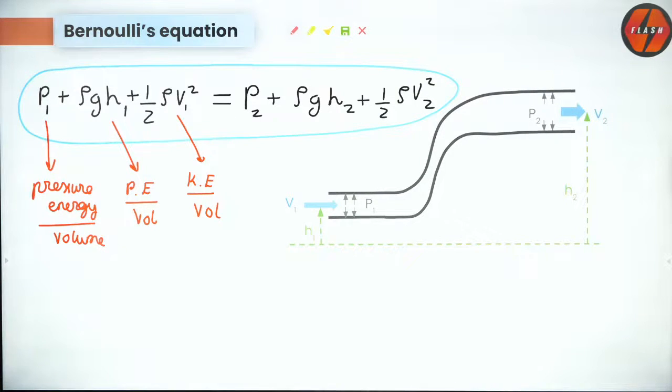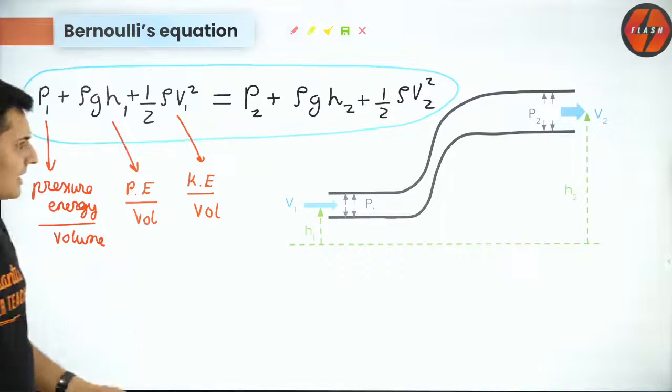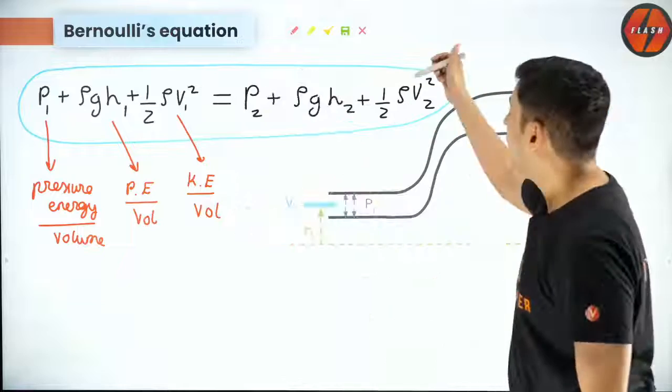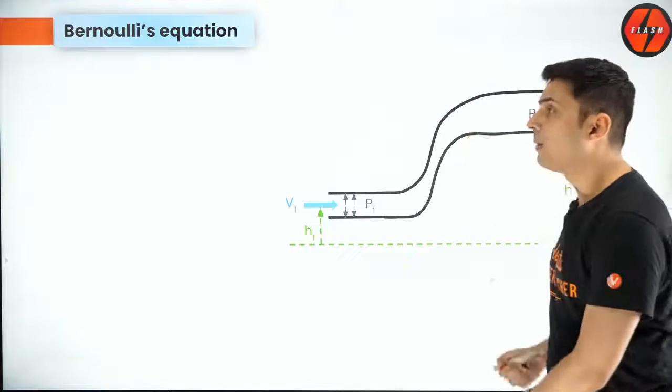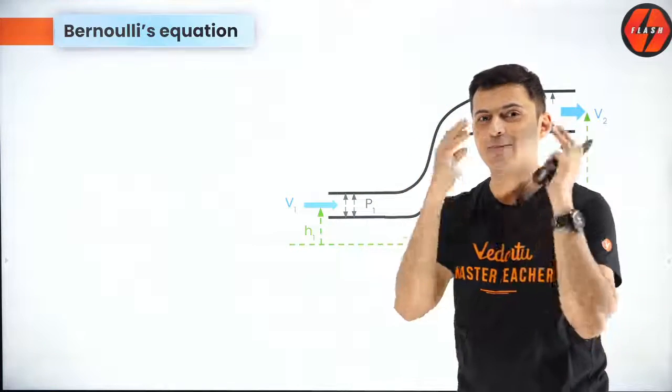So this is how you should remember this formula. Write it down: pressure energy per unit volume, potential energy per unit volume, kinetic energy per unit volume. Very, very important stuff. Questions can come directly as a theory point or as problems. Now let's start solving problems so that you know how to apply Bernoulli's equation.